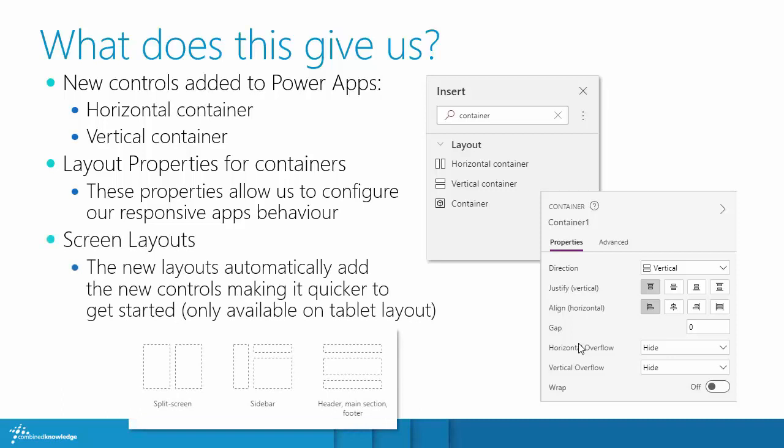We also have a set of new screen layouts as well. So when we press the new screen button, which we'll look at in a second, at the bottom we'll also have a set of predefined responsive screens that we can quickly set up and start using for creating a responsive screen layout. Now note that these are only available on the tablet layout, so we can't utilize these screen layouts on the mobile layout. So we can only use these if we've started our Power App with the tablet layout instead. So let's have a quick look at that in progress.